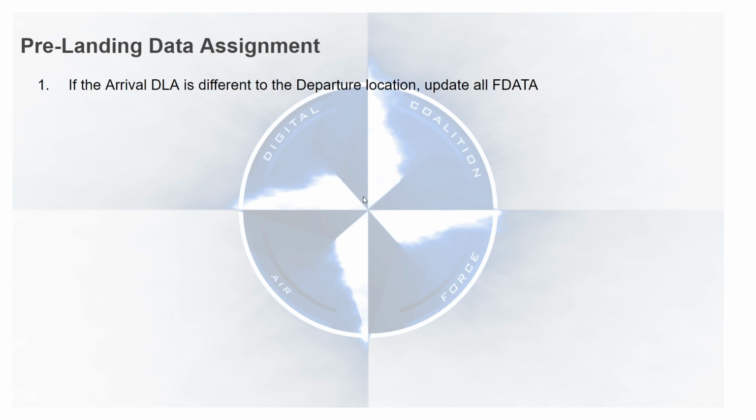So pre-landing data assignment considerations: if the arrival DLA is different to the departure location, you need to update all of the field data. So maybe you've taken off from Senaki and you're landing at Tbilisi. You need to make sure that whenever there is an opportune time in the cruise, when you don't have much else going on, you just go in and you update all your field data.